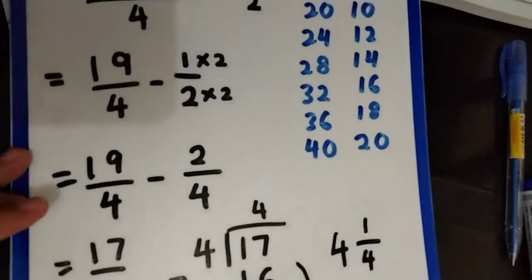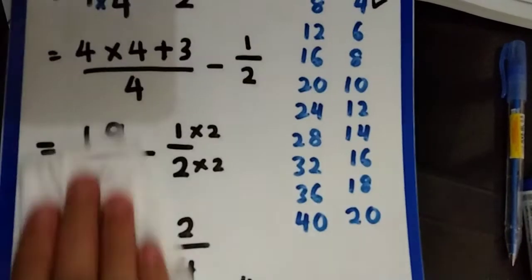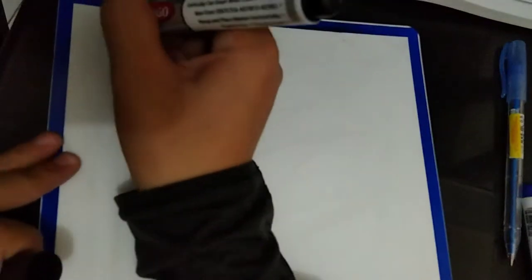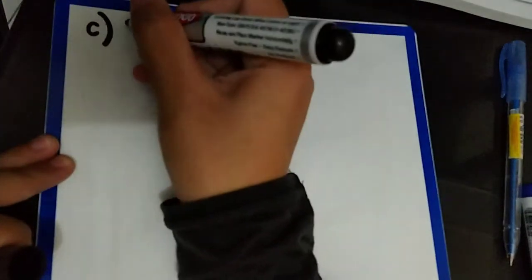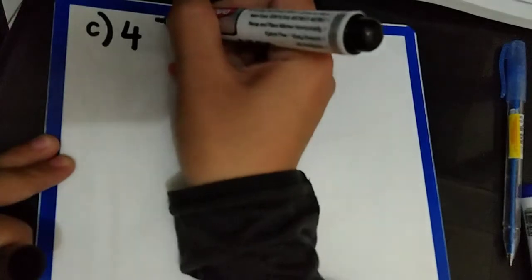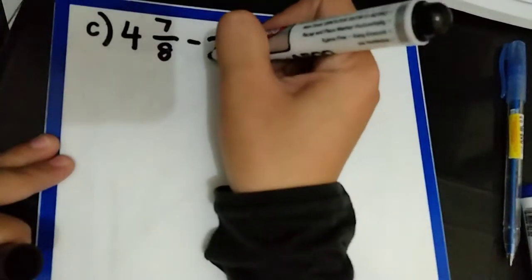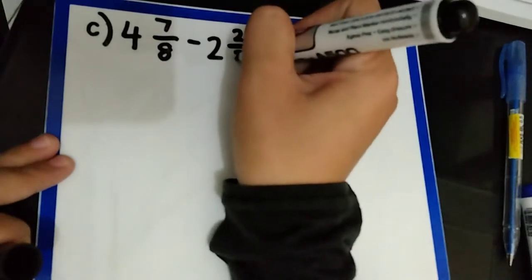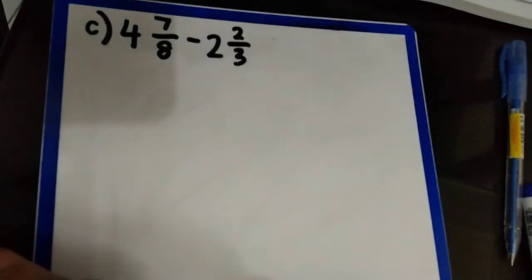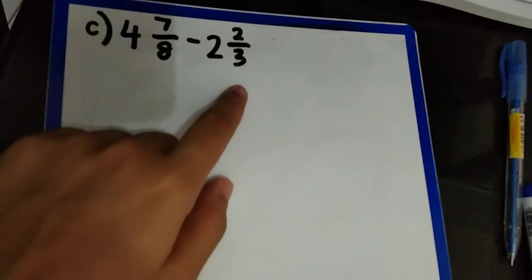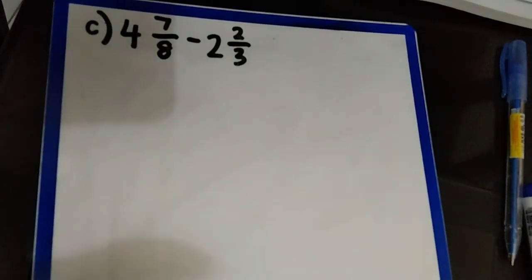Okay, let me clear this first, and then we are going to proceed with the next question. We will continue with the same steps. But for this type of question, a mixed number, which is 4 7 over 8 minus a mixed number 2 2 over 3. So how are we going to do this question? A mixed number minus a mixed number.